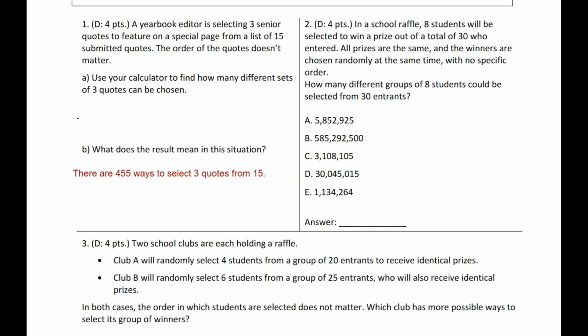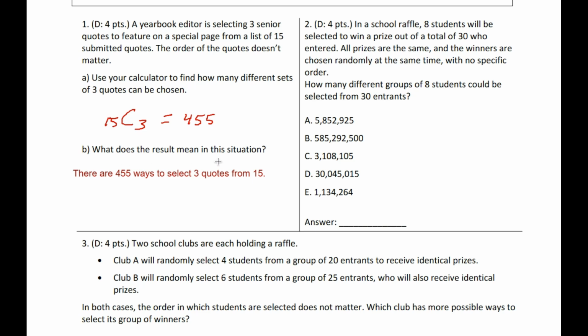The first question says, a yearbook editor is selecting 3 senior quotes to feature on a special page from a list of 15 submitted quotes. The order of the quotes doesn't matter. Use your calculator to find how many different sets of 3 quotes can be chosen. Well, we have 15 quotes and we're choosing 3. So the number of ways we can do that is simply 15 choose 3. And if you enter that in your calculator, you'll find that there are 455 ways to do that.